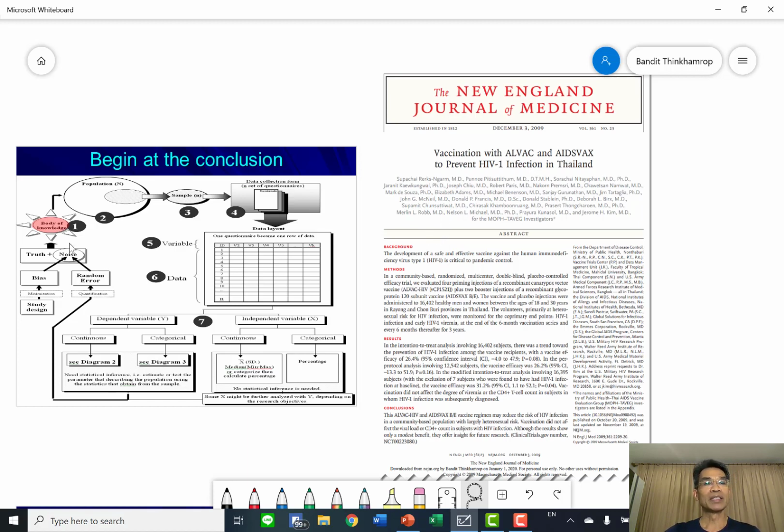So begin at the conclusions. That means once we read the paper, we take a look at the abstract first, and at the abstract we will focus in here. If not interesting, we will proceed to the next paper. We focus at the conclusion.